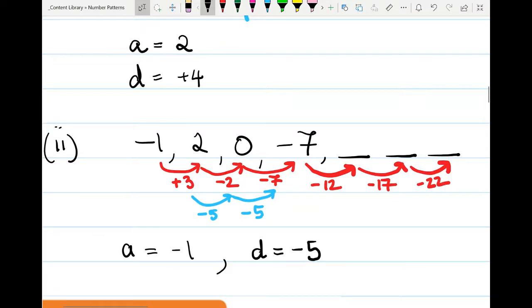And that allows us to continue the pattern. From -7, we need to go down 12. That's -19. From -19, we need to go down 17, -36. And from -36, we need to go down 22, -58. Okay?